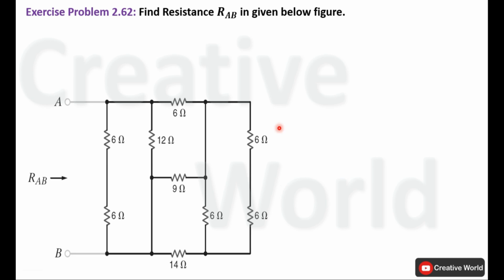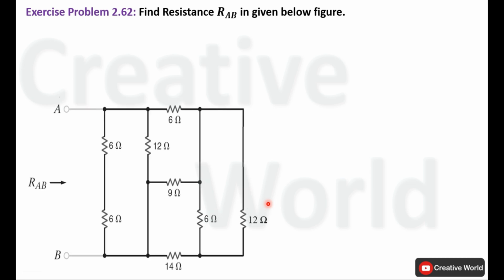First of all, these two resistances are connected in series. We can find their equivalent resistance by adding the values of both resistances together and replace that equivalent resistance instead of these two resistances. Sum of these two resistances will be 12 ohm. We can replace these two resistances with a single resistance having the value of 12 ohm.